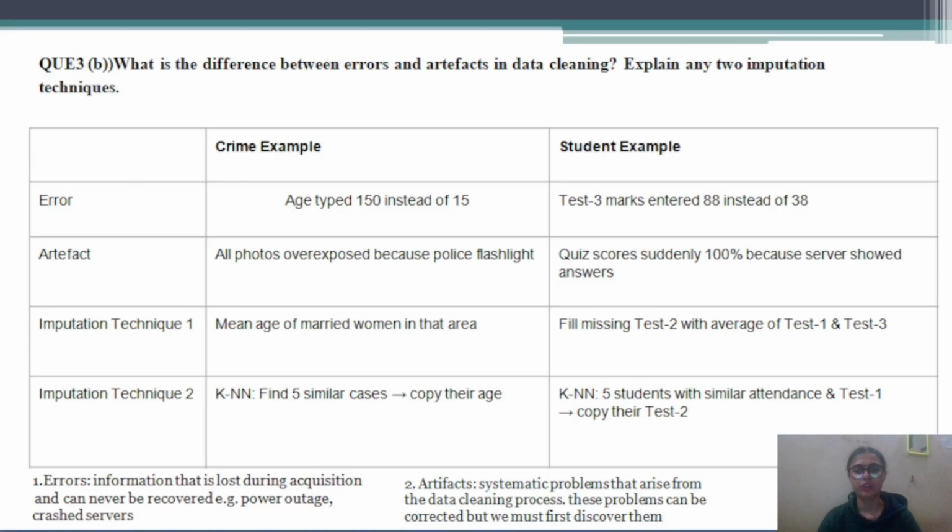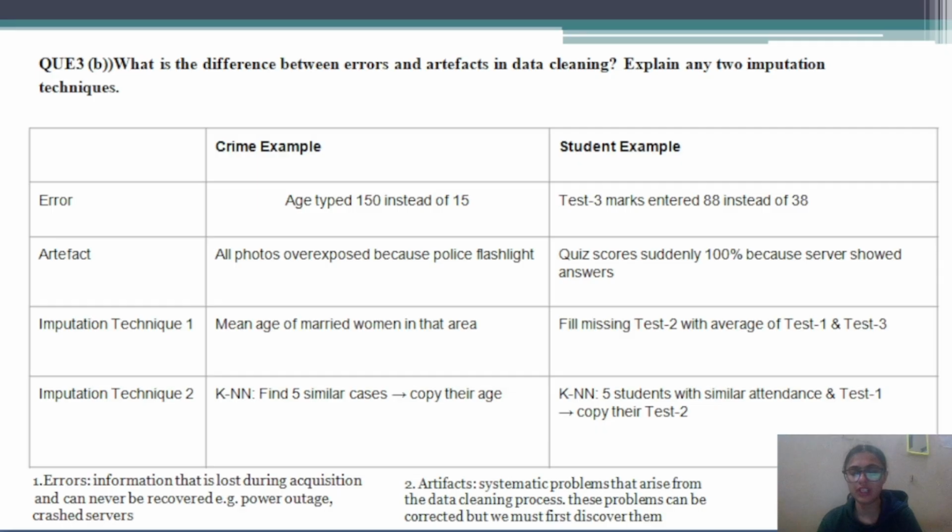So now coming on to the next question 3b, what is the difference between errors and artifacts in data cleaning? Also explain two imputation techniques. Before starting the examples, let us first understand the formal definitions.